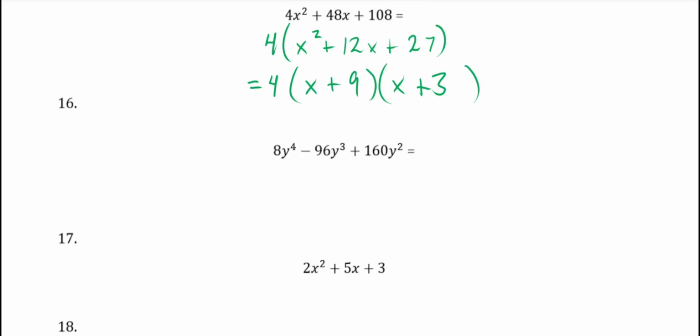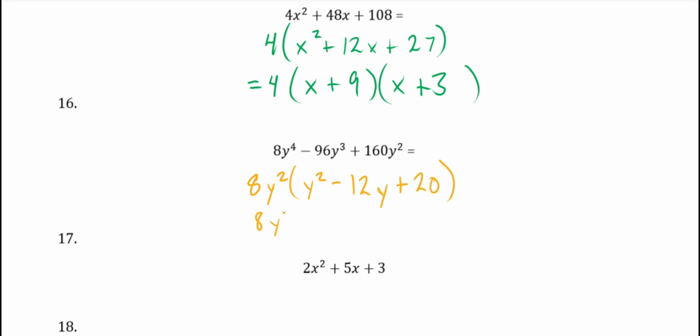Same notion here. We could factor out a greatest common factor, which is going to be 8. And in fact, 8y squared we could pull out. So let's write 8y squared here. This would give me a y squared in this position, minus 12y, and this would be plus 20 alone.